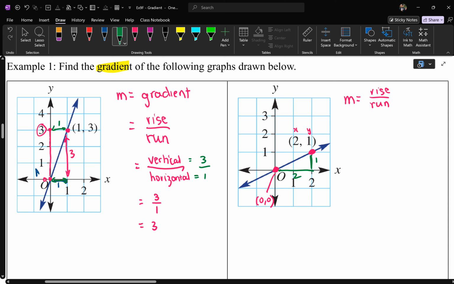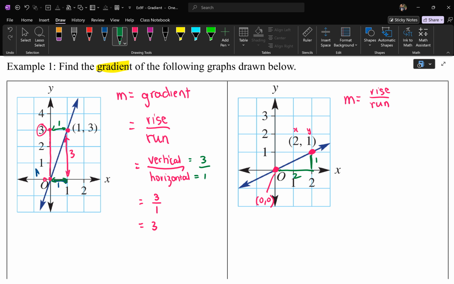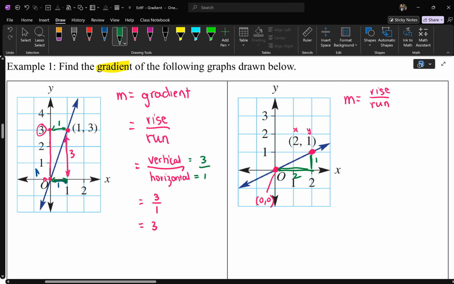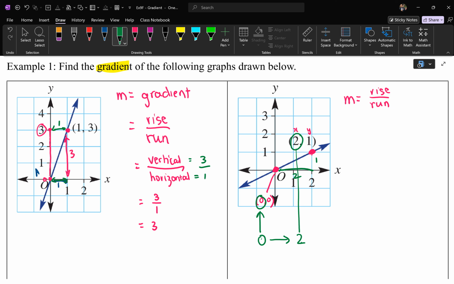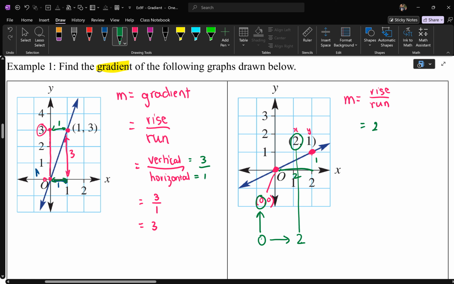So how did I know it was up by 1 and across by 2? Well, the logic is on the x-axis. If you think about it, how did I know this was 2? Well, I started off at 0, so it's over here, 0, and then over here, this other x value is 2. So horizontally, 0 to 2, what's the distance? We know that's the difference between them. You took 2 minus 0, you're going to get the denominator as 2.